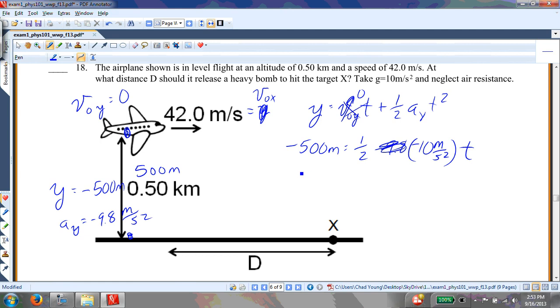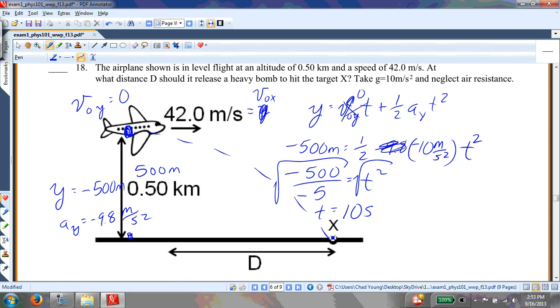So that's negative 500 divided by negative 5, equals T squared. Take the square root of both sides, and we find that T is the square root of 100, which is 10 seconds. So it takes 10 seconds to fall from here to where it actually hits at point X.